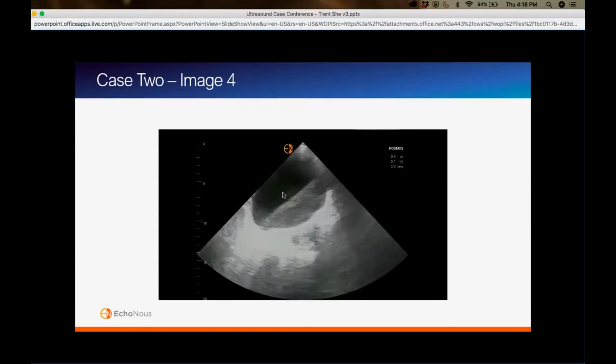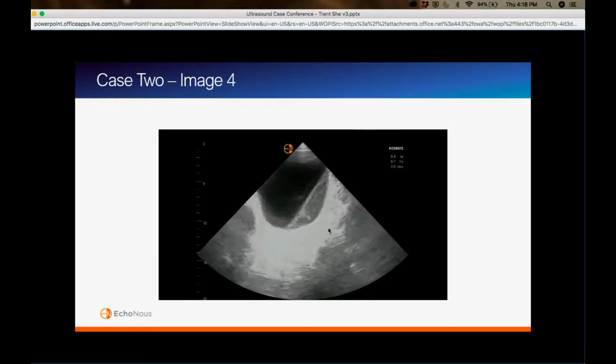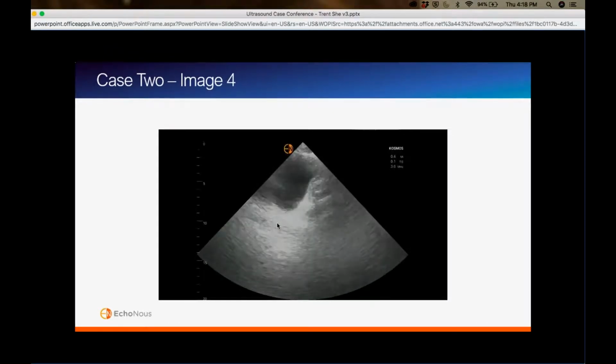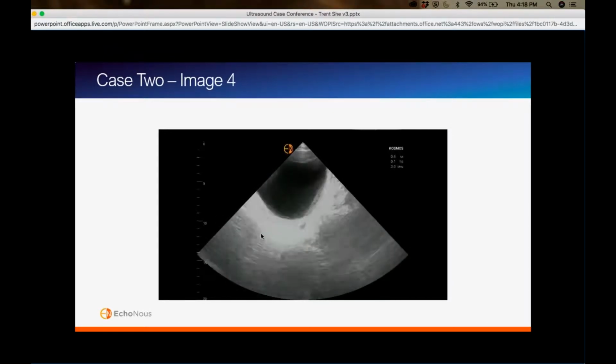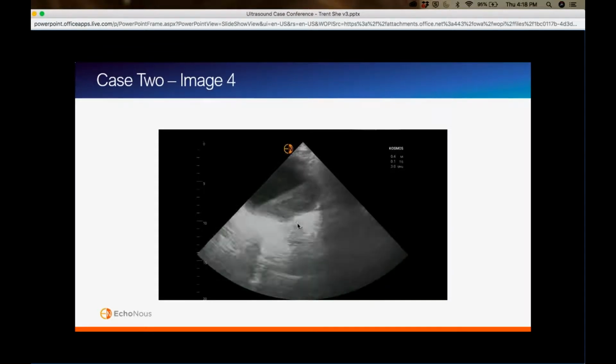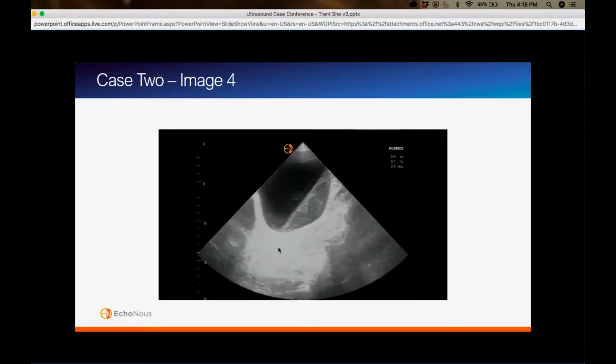Yeah, and just thinking about areas of improvement here, one thing you could have done for sure is turn down your gain overall, especially here in this midfield. It's just a bit bright. And the downside of having too much gain is that sometimes you can miss some free fluid or those sorts of things hiding around the bladder.